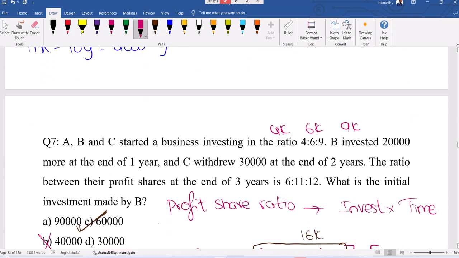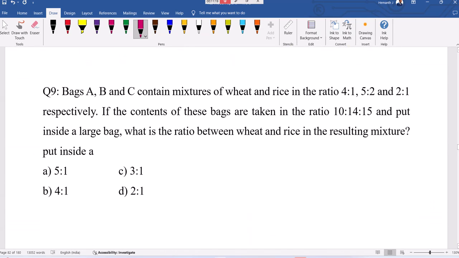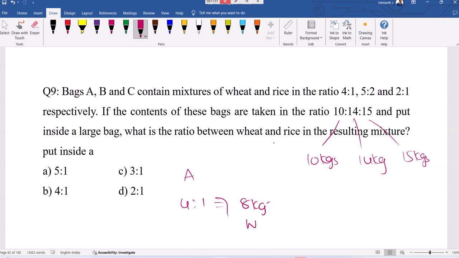So they are mixing different bags. Let's see what is happening. The contents of these bags are taken in the ratio 10, 14, 15. Bag A contains wheat and rice in 4 is to 1, B in 5 is to 2, C in 2 is to 1. So first one 10 kgs, second one 14 kgs, third one 15 kgs. Here 14 kgs in A divided in 4 is to 1 means 8 kgs and 2 kgs. Wheat 8 kgs, rice 2 kgs in A.